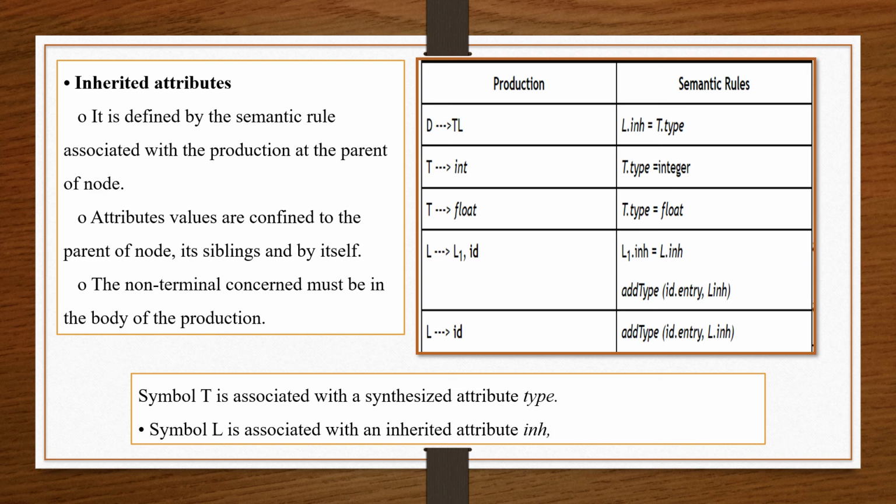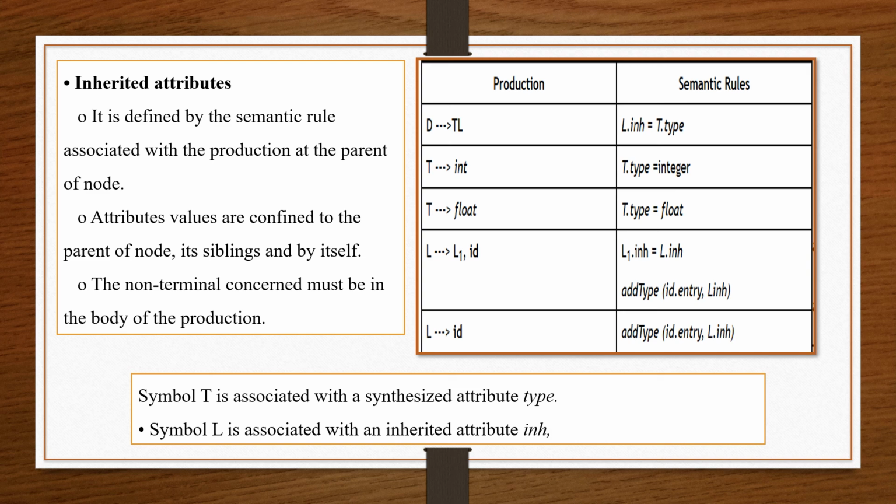Okay, so what is L? L takes attribute, that is INH. It is an inherited attribute, okay, that is obtained from the T, right? T dot type. What is T? T actually gets value, that is integer or float. Therefore, T dot type, type is a synthesized attribute. So T dot type is equal to integer or T dot type is equal to float. So if it is integer, that is copied to L. Okay, so that inherits from T.